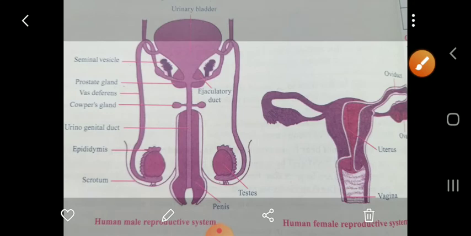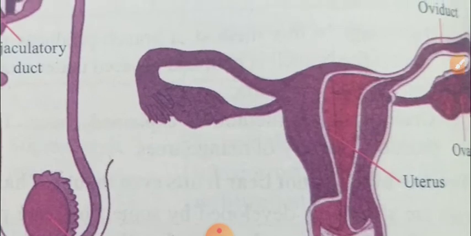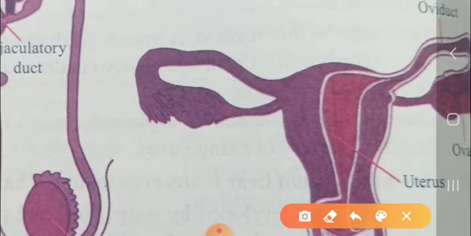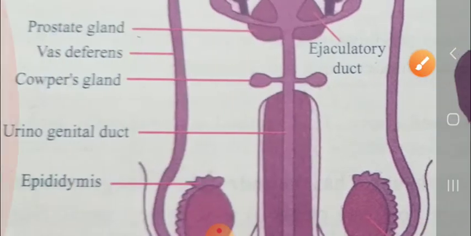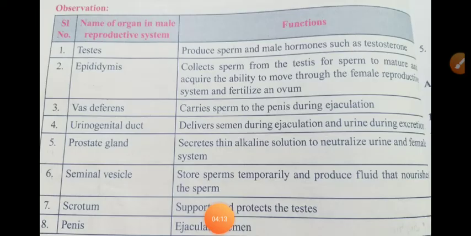Let us see now the female reproductive system. Here you can see this is the oviduct, which is carrying ova. Here the ovary is there, and this is the uterus. This is all about the structure of the male and female reproductive systems. So here let us see the observation table. This is our observation table.